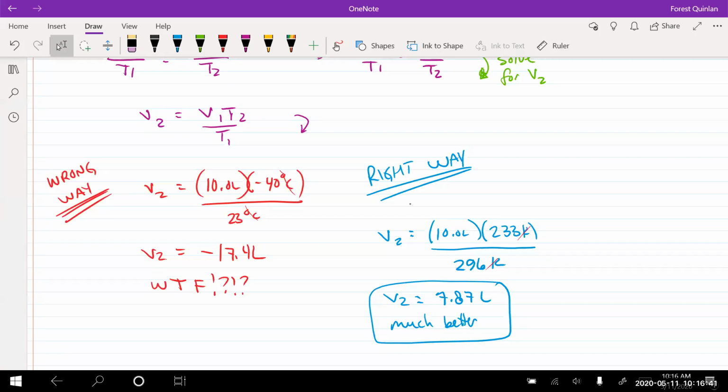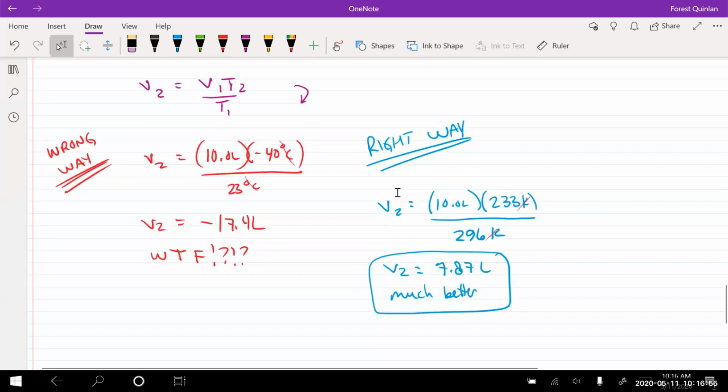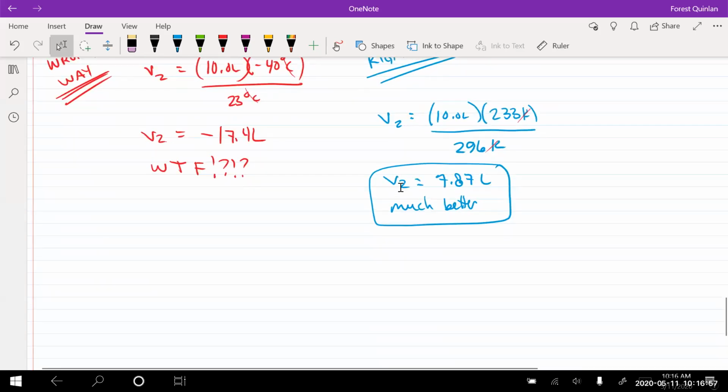Okay, so that's why we always go to Kelvin, so we avoid those situations and we also avoid wrong answers. Even if the temperatures were not giving us something negative, doubling in Celsius is not the same as doubling in Kelvin. So want to make sure we're doing it the right way.